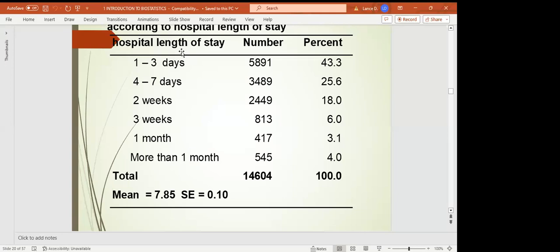Any ideas? Which one would sex be? Would sex be nominal, ordinal, interval, or ratio? Which one would sex be? Would it be nominal? Make a guess. Let me go back to this. Would it be nominal, ordinal, interval, or ratio?